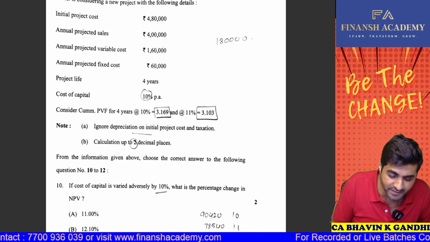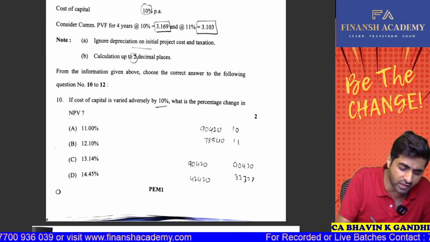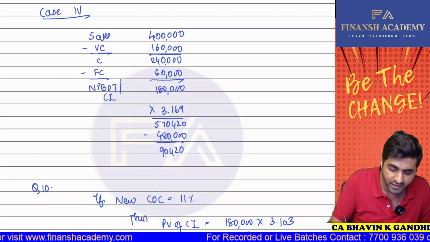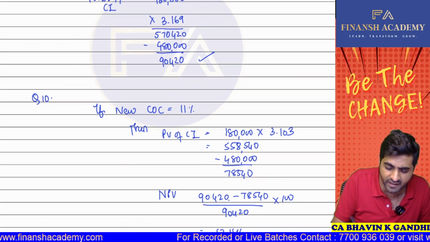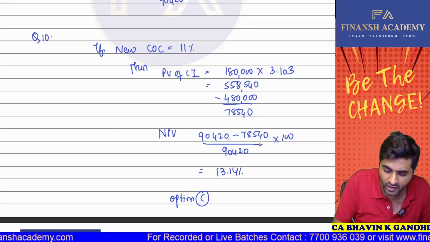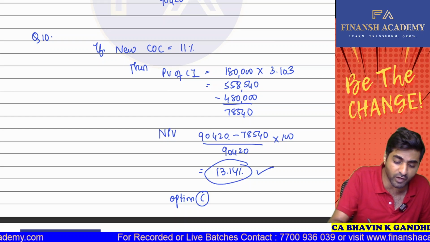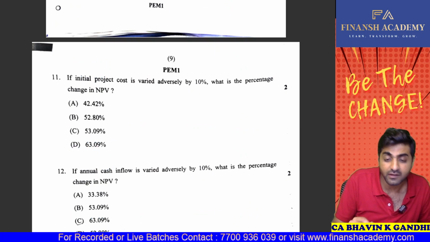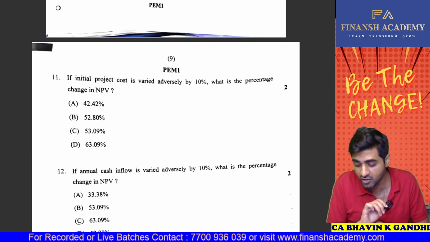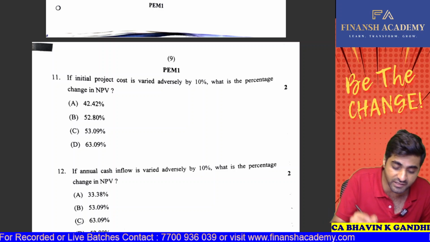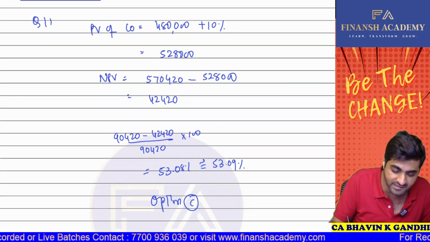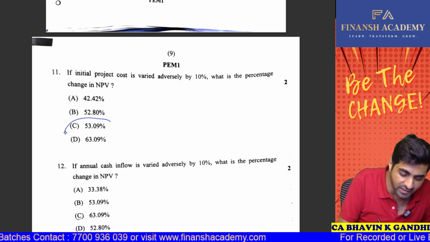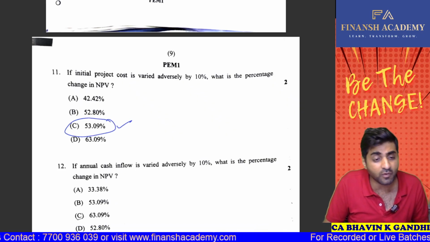So in this particular question, you will see that your question number 10, that is, if the cost of capital is adversely getting affected. So I've calculated here NPV, and then if cost of capital is 11%, so finally the answer is coming as 13.14%, which is your option C. And then for your 11th question, where the project cost is adversely affected by 10%. So in this particular case, your answer is coming as option C, which is 53.09%. So this is 53.09. Okay, so that is your option C.